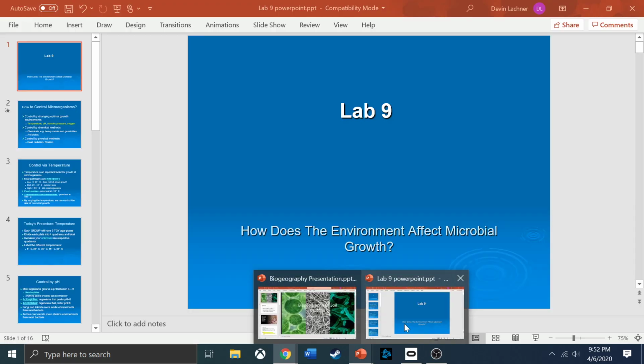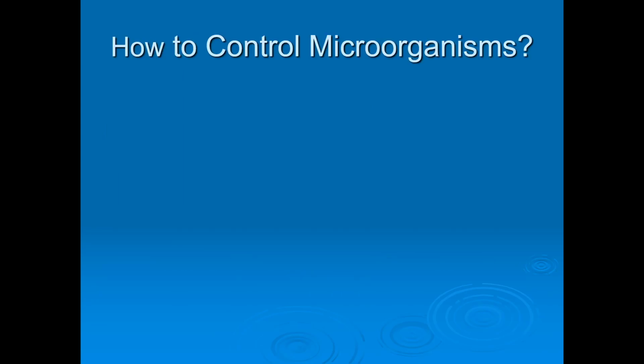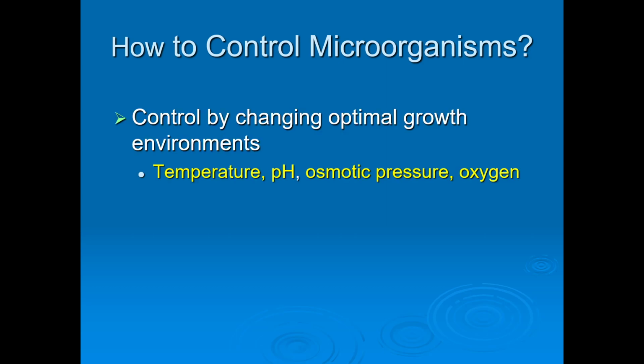So here's our Lab 9 PowerPoint. First things first, let's get started. So this is about the different variables that have an effect on how microorganisms can survive in the environment and grow. So the first variable that controls their growth is the environment they survive in. So the temperature, pH, osmotic pressure, or oxygen content.